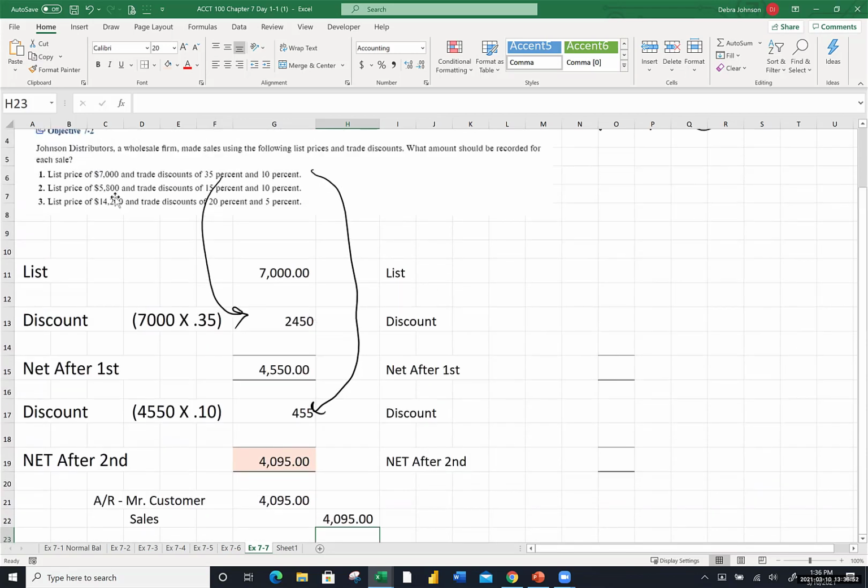So I want you guys to try this second one real quick. I set it up for you. You try this second one and we'll compare answers. I'll give you a couple minutes to do it.